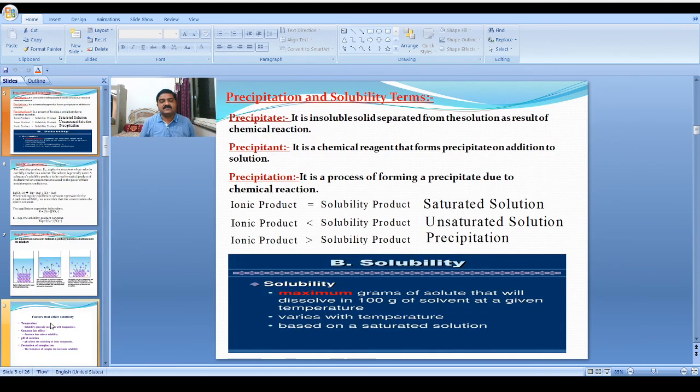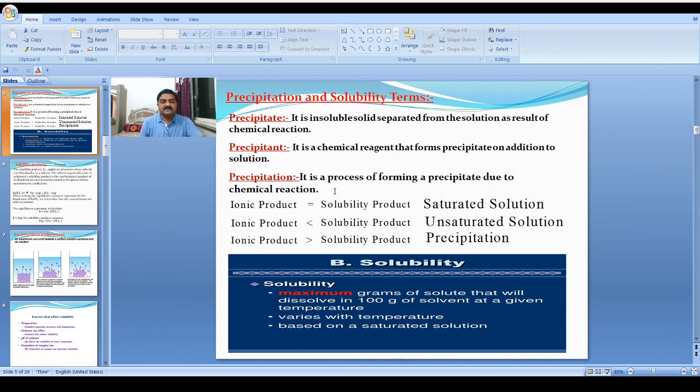Next, precipitation. We must know the terms here, precipitation and the solubility terms. Precipitate means it is the insoluble form of the compound, or it is an insoluble solid separated from the solution as a result of the chemical reaction. And precipitant is a chemical reagent that forms the precipitation on addition to the solution.